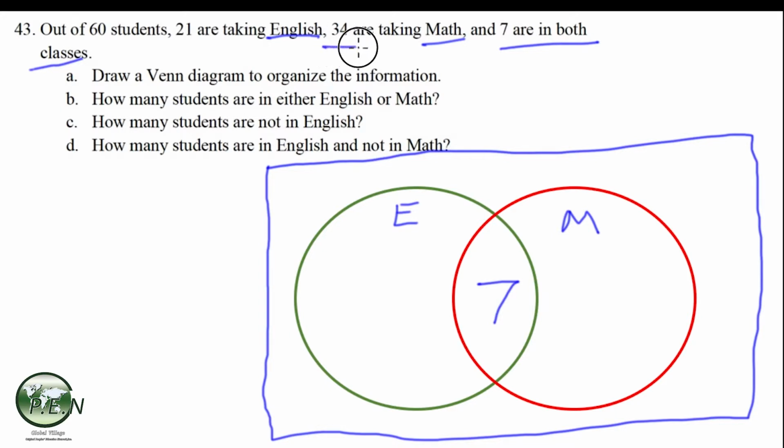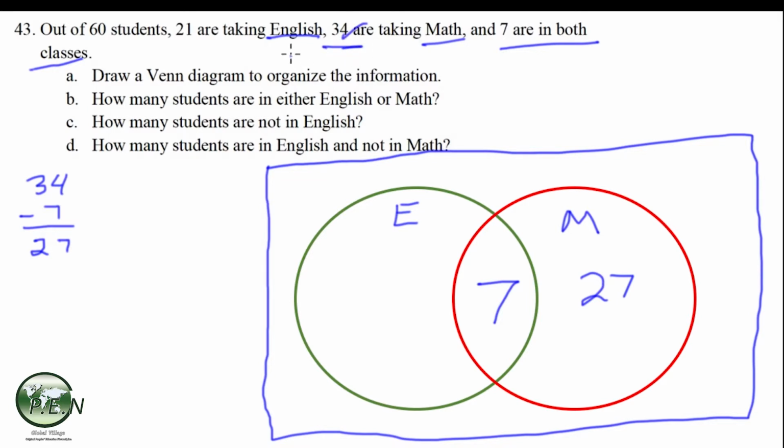We go to the next one. We've got 34 that are taking math. So 34 total are in the red circle, but we've already counted 7 of them. So we'll do a little scratch work over here. 34, subtract off the 7 we've already counted, and we end up with 27. So that's what goes there.